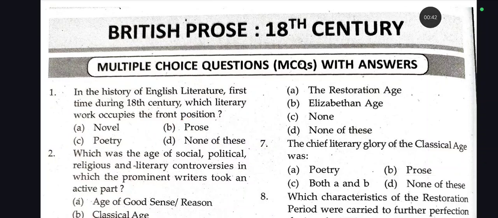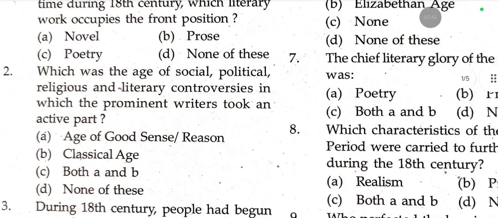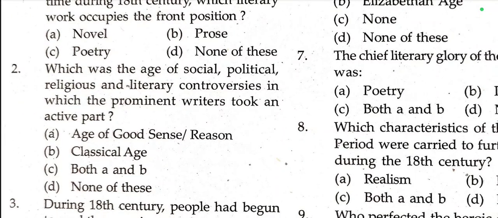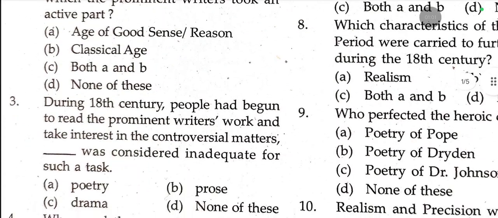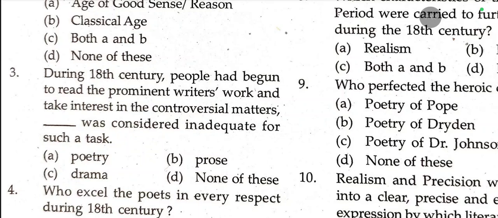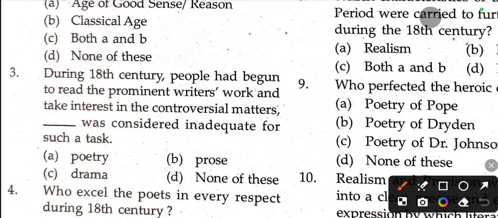Question number 2, which was the age of social, political, religious and literary controversies in which prominent writers took an active part? It was both the age of reason and a classical age, so both B and A will be the answer. Question number 3, during the 18th century, people had begun to read the prominent writers' work and take interest in controversial matters. Poetry was considered inadequate for such a task.